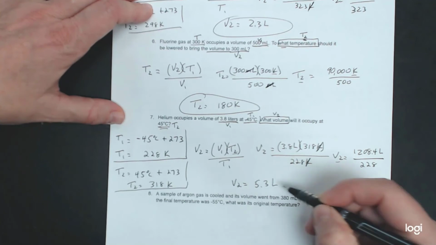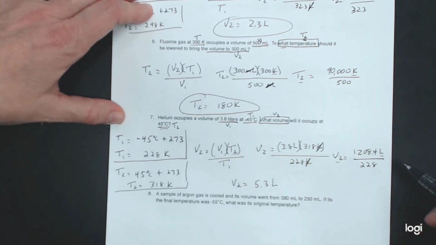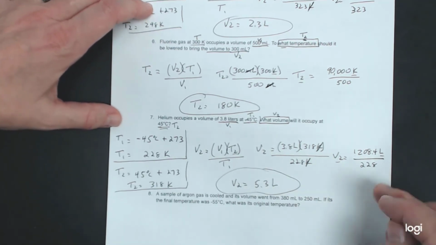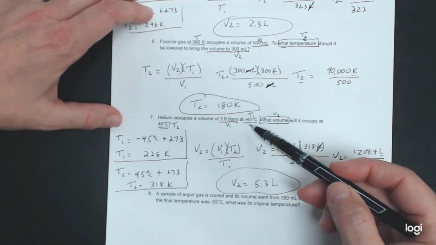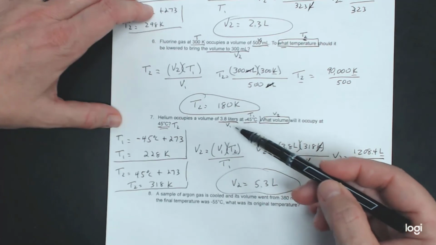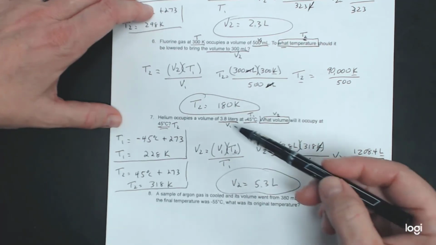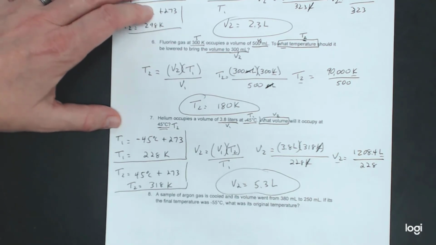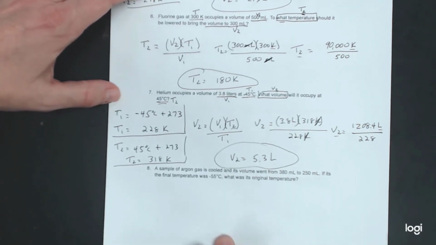5.3 liters. Liters is my unit because it's a unit of volume, and it is the unit I have left up here. Let's see if that makes sense. So we started out, we had this big jump in temperature. Our original volume was 3.8 liters. Our temperature increased, which means our volume should increase, and it does. We go from 3.8 liters to 5.3 liters. Excellent. All right, let's do this last one, number 8.